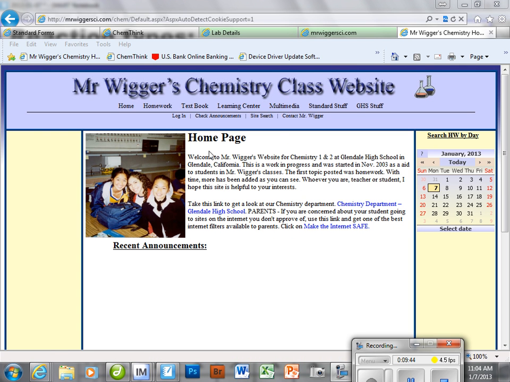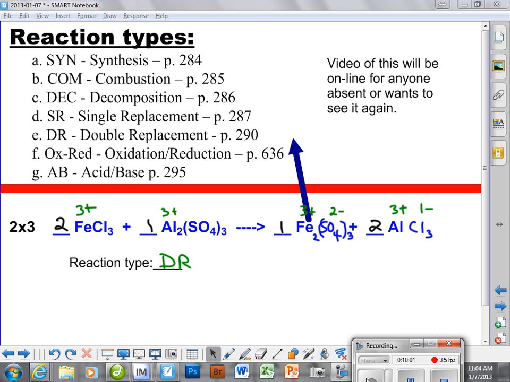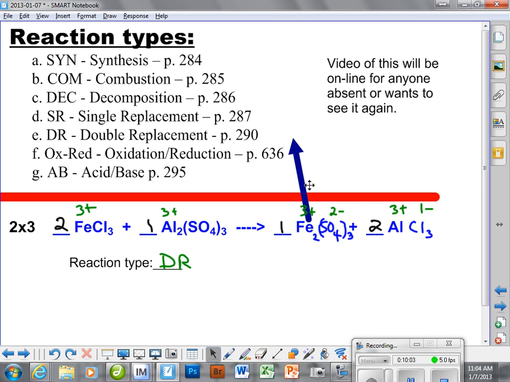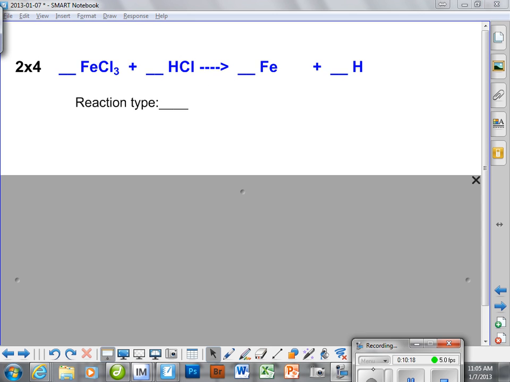This is the home page on my website. And to get to the homework page, we just go to today's date, which is January 7 of 13. And there is the same chart that you saw in the last slide. You'll notice that I have provided for you the page numbers in the textbook that refer to how to figure out what these reaction types are. So we're good to go for the next reaction.